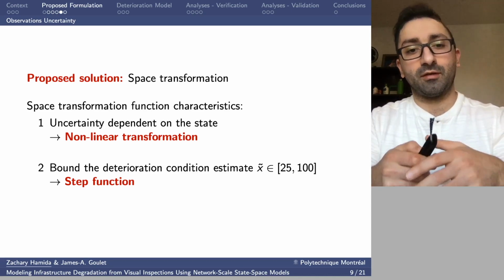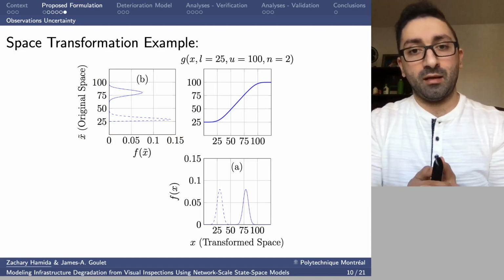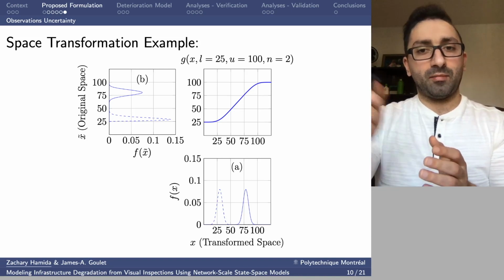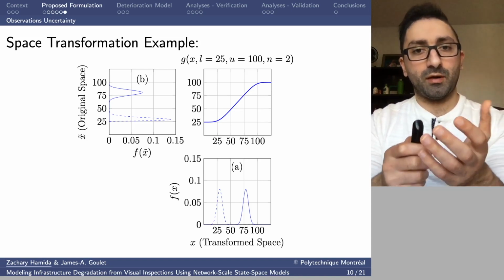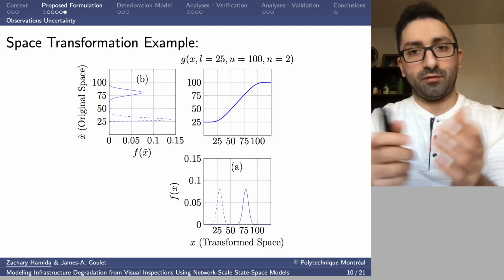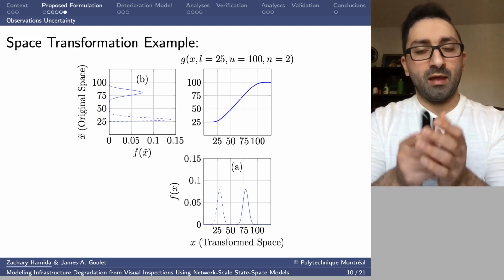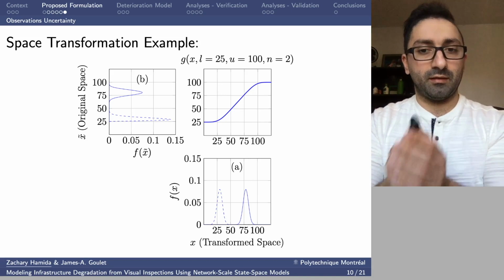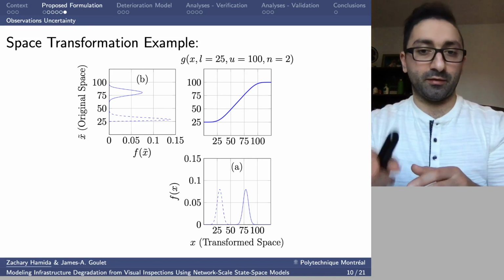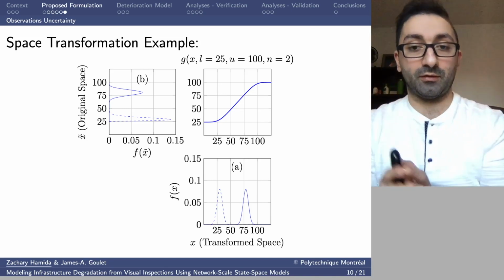Now, how does this transformation function look? Let's look at this example. The transformation function is shown in the upper right corner, where we refer to it as the transformation function g, and we have these parameters that describe it. Now, this is a step function. If we look at figure A in the lower right corner, we see there are two states. One is a continuous line, the other one is a dashed line. Now let's focus on the continuous line.